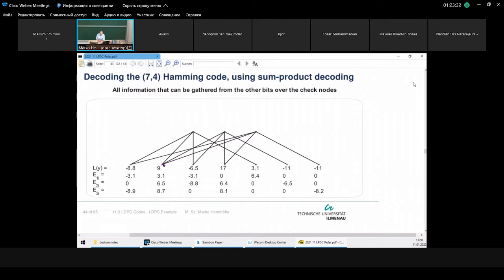So for bit node 2, we have some information from the observation. We have some information because it's linked to check node 2 with some other bits. It's also linked to check node 1, and also linked to check node 3. So this is basically how we would go along all the bit nodes and see what information we can get from the neighboring bits.